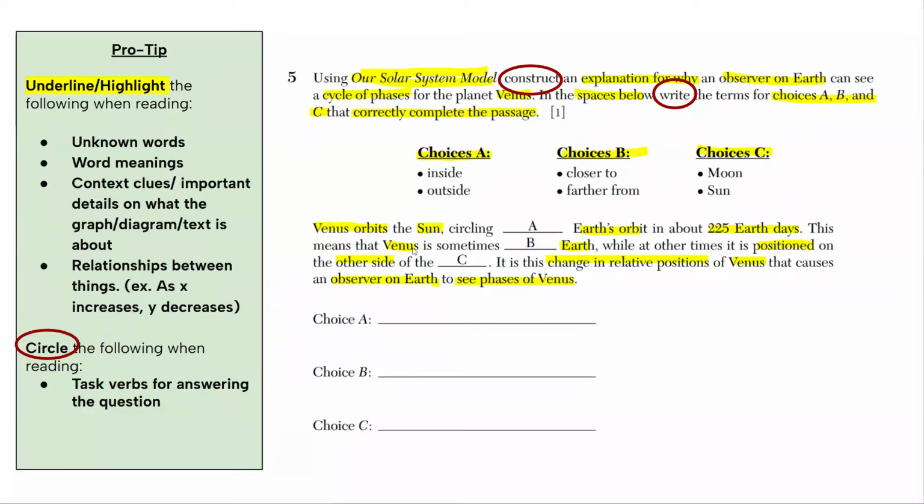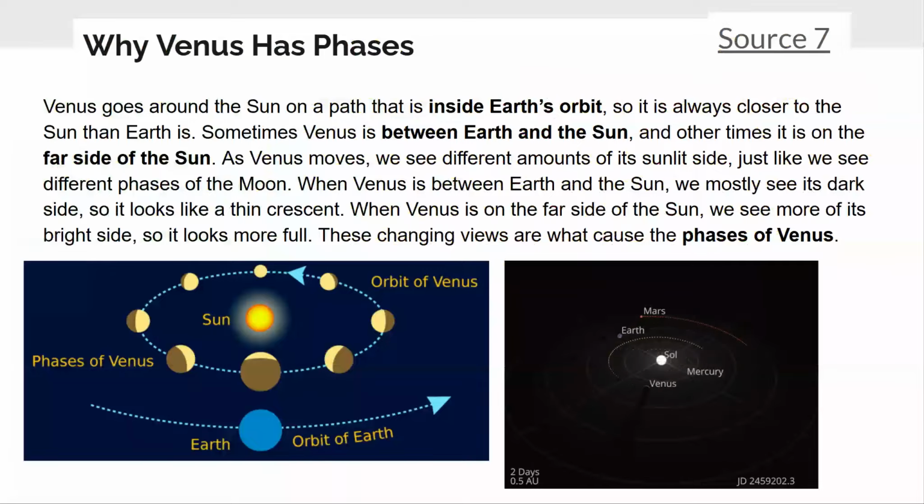Okay. This means that Venus is sometimes closer to or farther from Earth, while at other times it is positioned on the other side of blank. You know what? Let's get some context clues on why Venus has phases. Venus goes around the sun on a path that is inside Earth's orbit, like we saw. And since it's moving inside Earth's orbit, its orbit is also not fully circular. It's elliptical. So sometimes it's closer to the sun, sometimes it's farther from the sun.